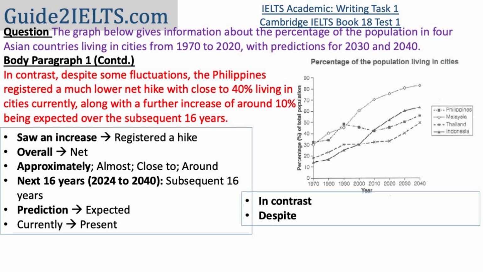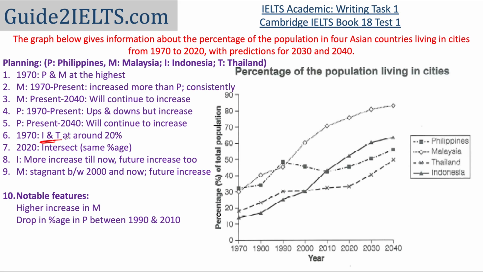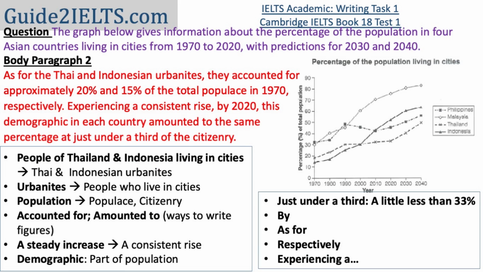Now we'll start writing about Indonesia and Thailand. As for the Thai and Indonesian urbanites, they accounted for approximately 20% and 15% of the total populace in 1970, respectively. Experiencing a consistent rise, by 2020, this demographic in each country amounted to the same percentage at just under a third of the citizenry.